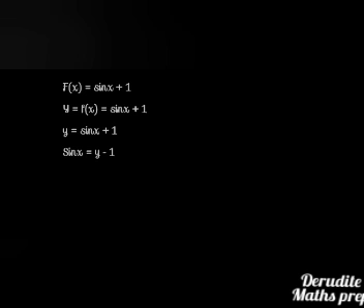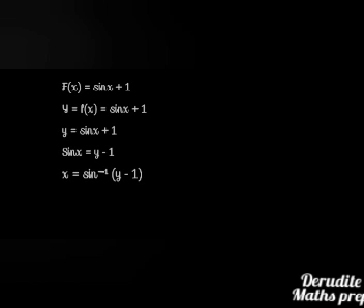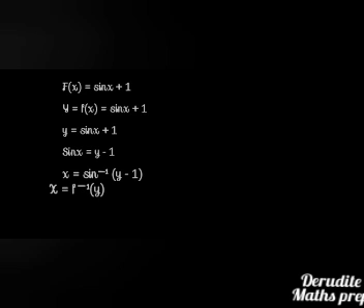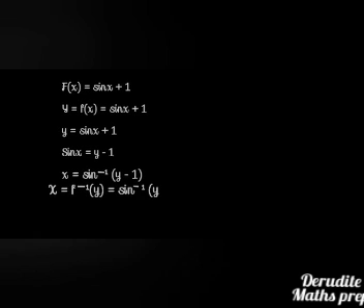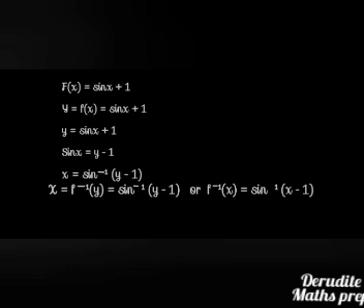Now, trying to make x the subject of the formula, we take sine to the other side. When sine crosses the equality sign, it becomes x = sin inverse of (y - 1). So you put both of them in a bracket. So we have just made x the subject of the formula. It is represented as x = f inverse of y, which equals sin inverse of (y - 1), all in bracket, or f inverse of x, which equals sin inverse of (x - 1), all in bracket.